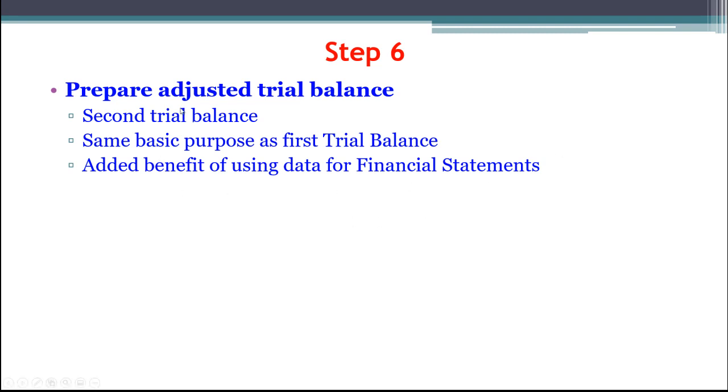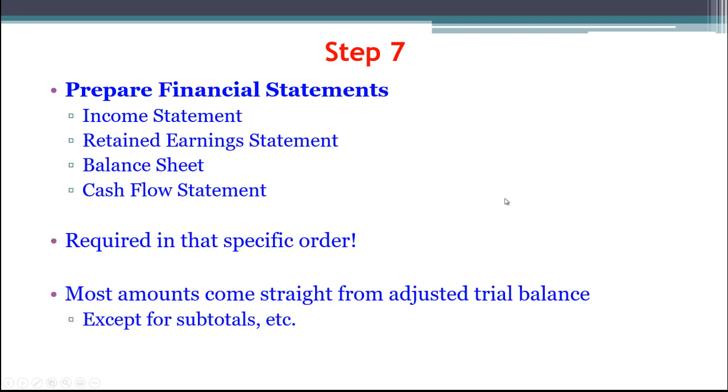So we use this adjusted trial balance for the financial statements. Step 7 now, we're going to prepare the financial statements. Those 4 financial statements we talked about in Module 1, we have to do them in the order that is listed. And we're basically just pulling amounts from the adjusted trial balance. Of course, you're going to have subtotals like total assets, total liabilities, all of that. But the individual account balances come from the adjusted trial balance.